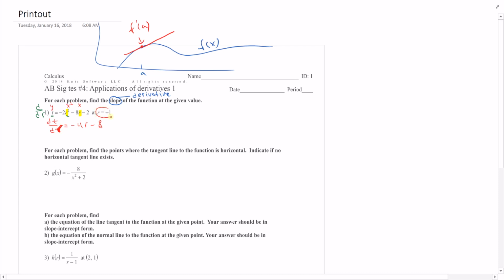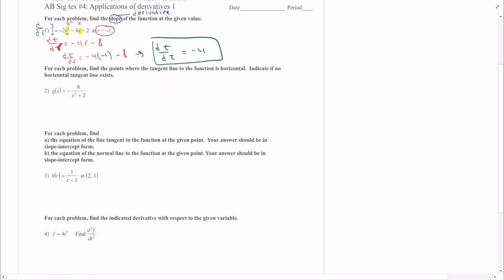We want to know what's the slope when r equals negative 1, so we're going to plug in negative 1, and that will give us 4 minus 8, so dt dr is negative 4. Right, and that's the slope at r equals negative 1.